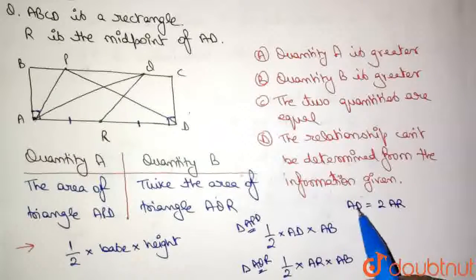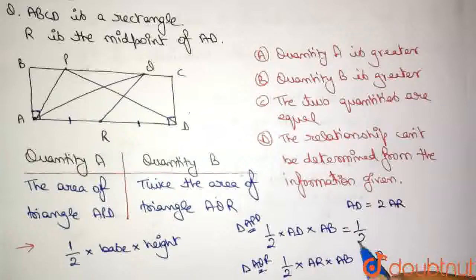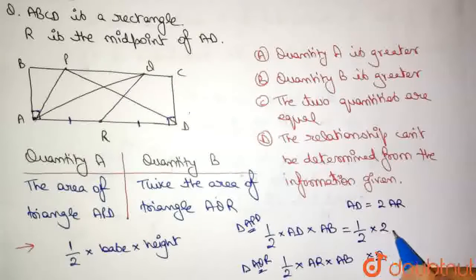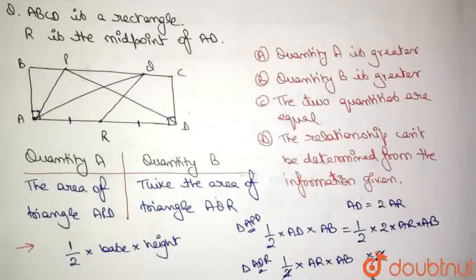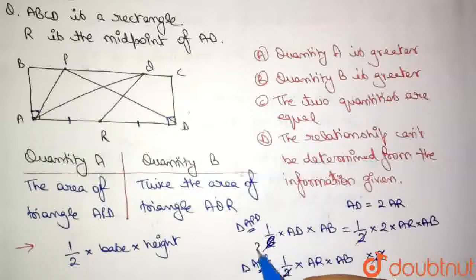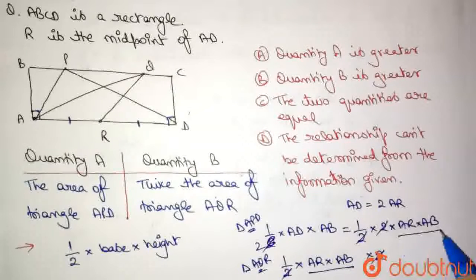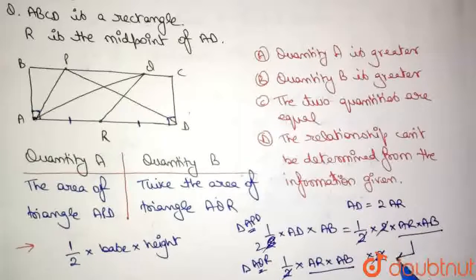And if I replace the value of AD over here, this becomes half multiplied by 2 into AR into AB. Now this 2 and this 2 cancel out, and this 2 and this 2 over here cancel out. So the final value that remains is AR into AB over here, and AR into AB over here. So we see that twice the area of triangle AQR and the area of triangle APD actually come out to be equal, which is AR into AB in both the cases.